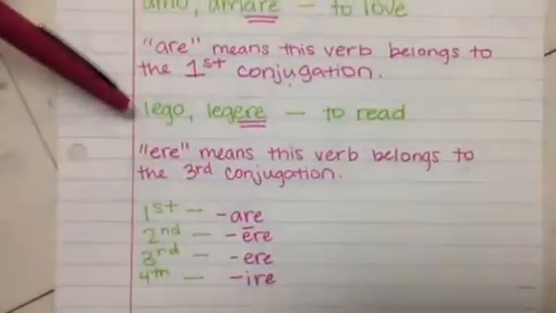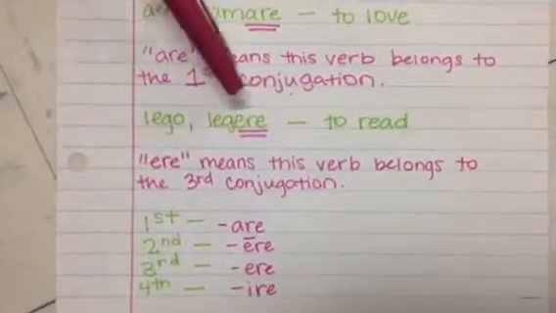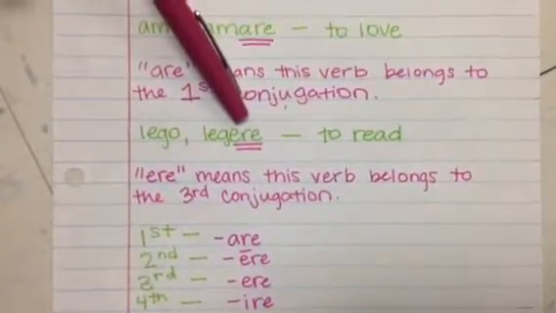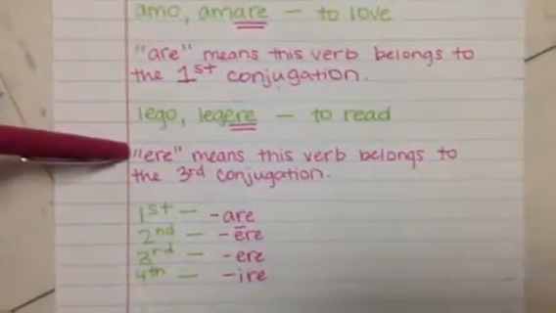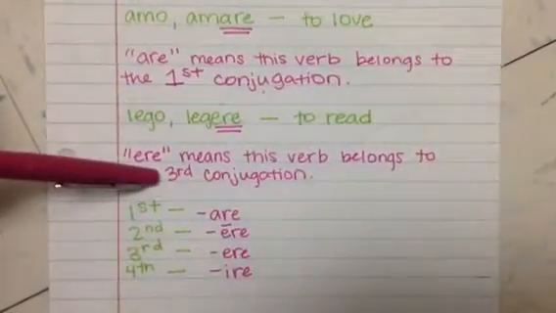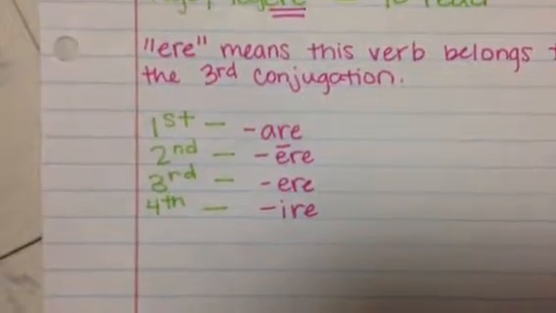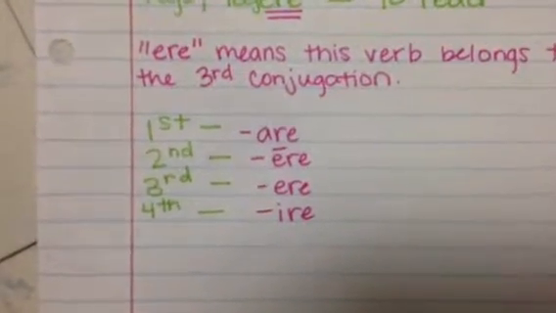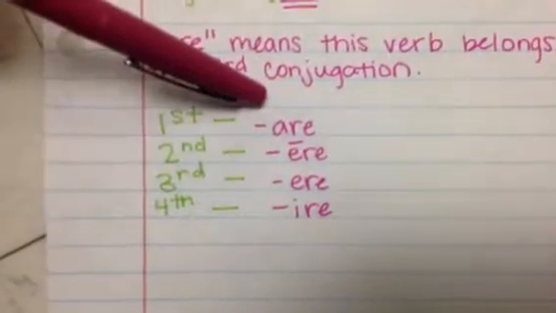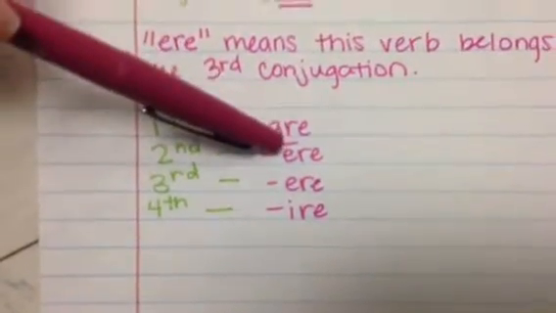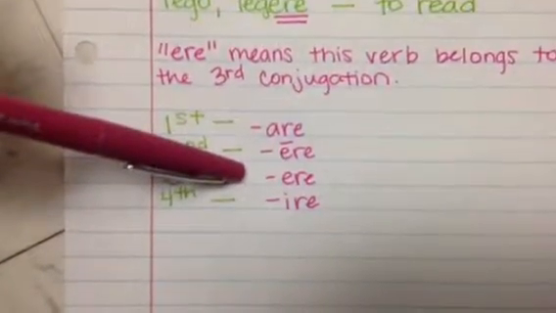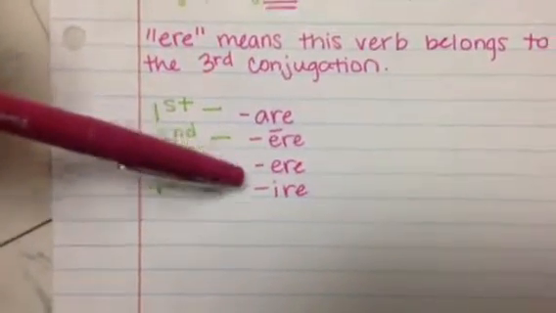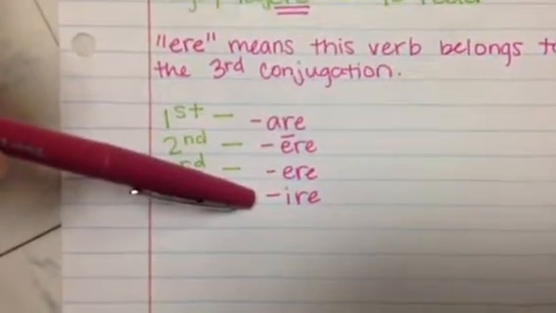In contrast, this other verb, lego, legere, which means to read, it has an ere. This ere means that this verb belongs to the third conjugation. So here are all 4 of the different conjugations and the way that you can tell what they are. Again, the first is going to be are. The second, ere with the line above the e. Third is going to be ere with no line. And lastly, fourth is ire.